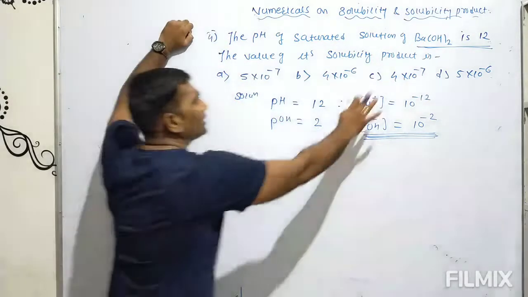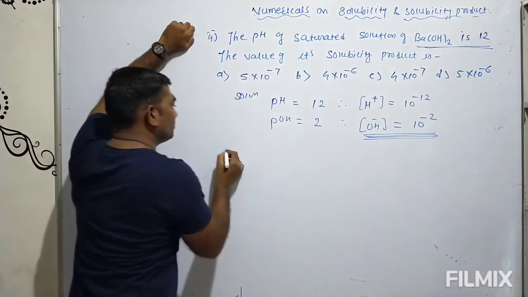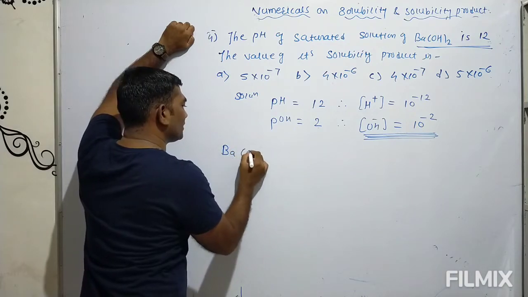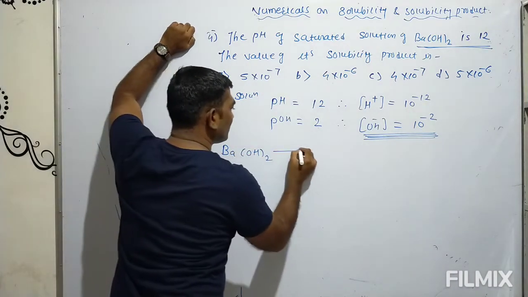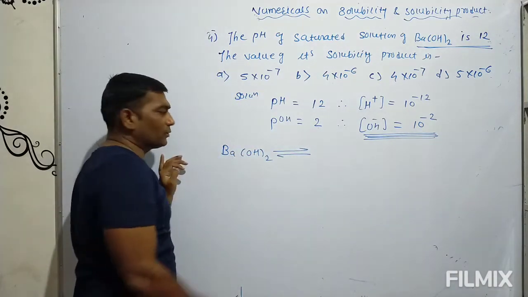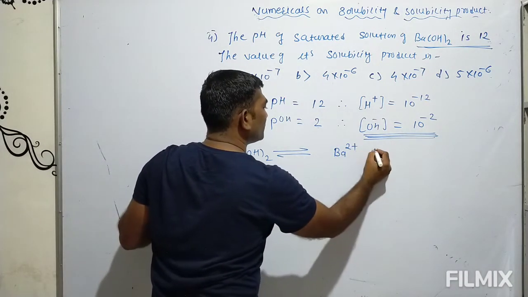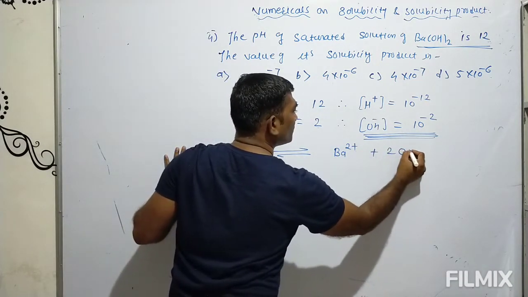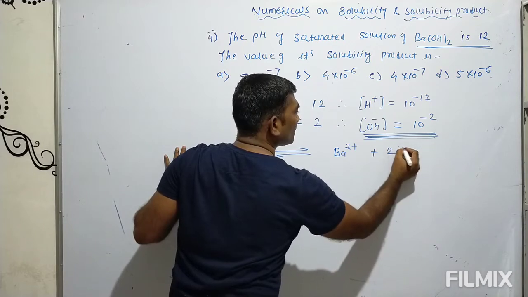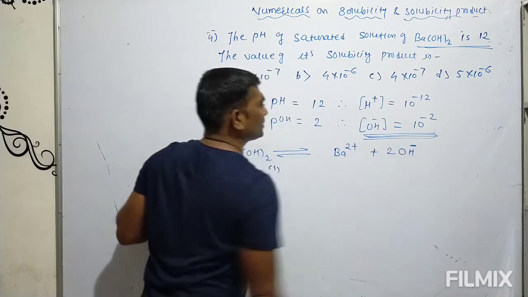Now, Ba(OH)2 is a sparingly soluble salt. It dissolves in water to give Ba2 positive plus 2 times OH negative.